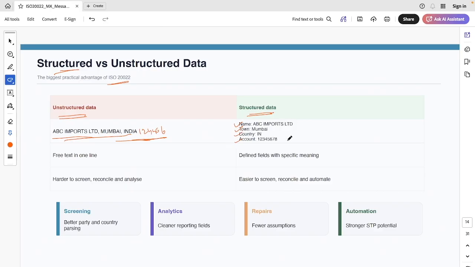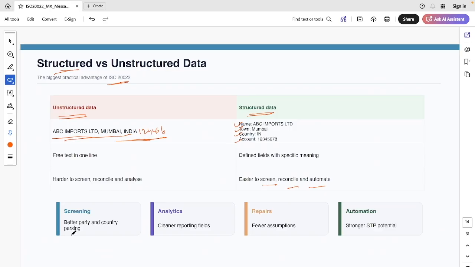This makes screening, reconciliations, reporting, automations, analytics easier. So better party identification improves sanctions and ML screening. Okay, clearer remittance information improves reconciliation. Defined address fields improve your data quality and regulatory reporting. Fewer assumptions mean fewer repair cases and stronger STP potential.